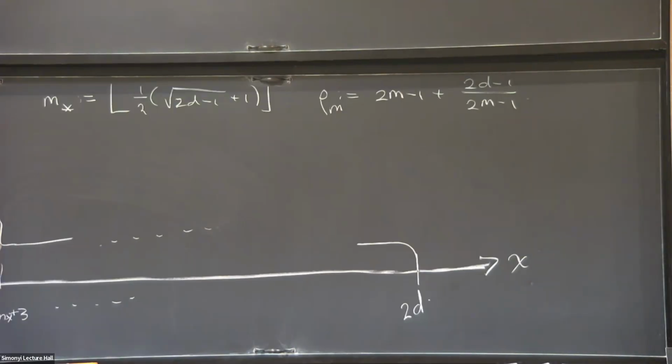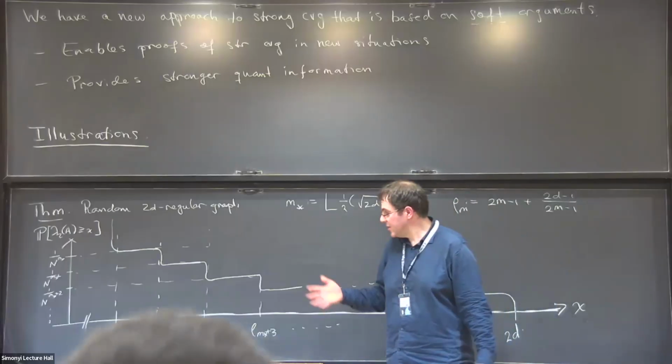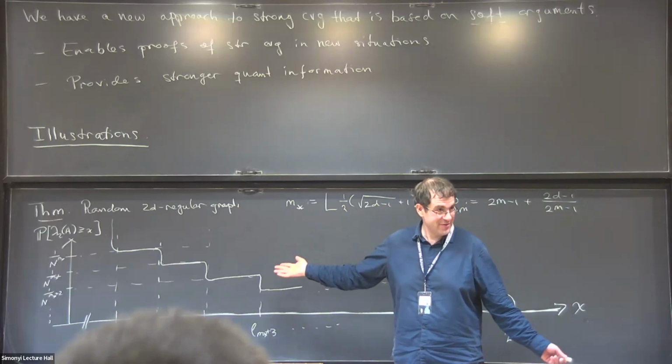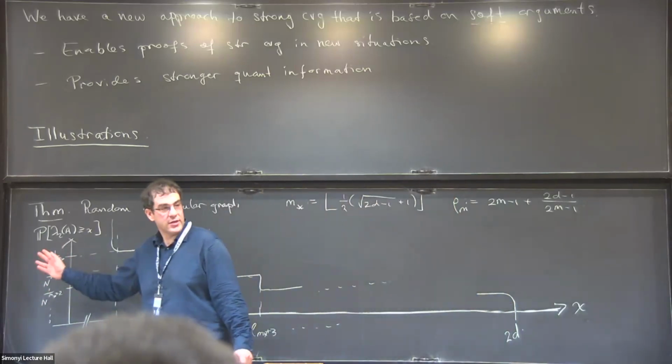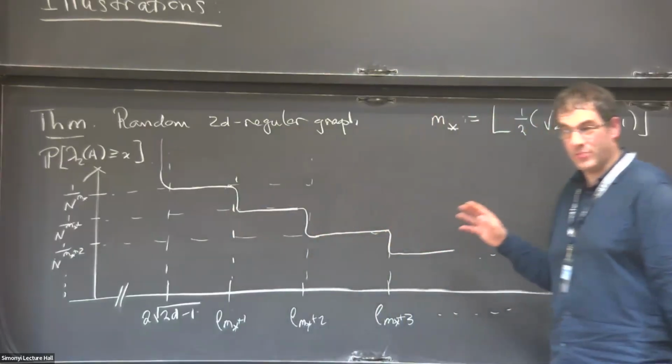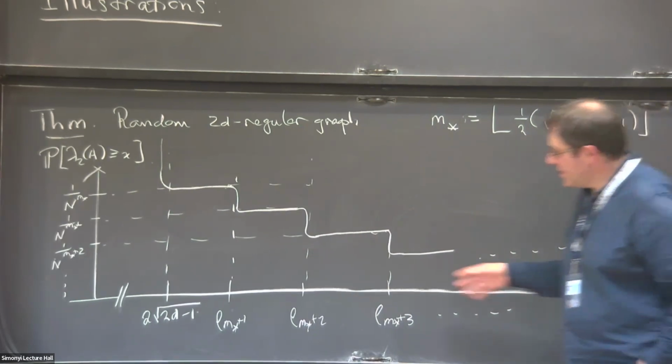But if you're used to seeing what tail probabilities look like of typical random variables, you rarely see this kind of picture. Everything here is on a polynomial scale, not on an exponential scale. You have these very strange abrupt jumps. What is going on here? Actually, we understand exactly what is going on here.